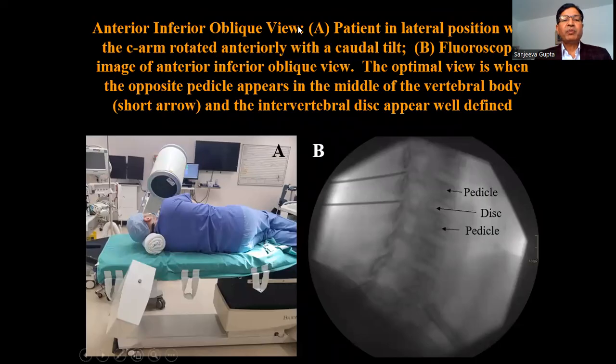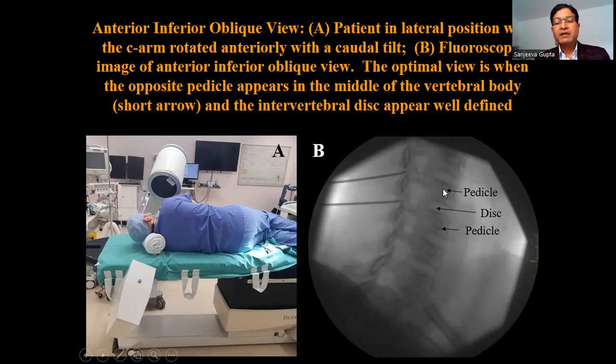This is anterior inferior oblique view. A patient in lateral position with the C-arm rotated anteriorly and with a caudal tilt. You can see that it's rotated anteriorly with a caudal tilt. This is a fluoroscopic image of the anterior inferior oblique view. The optimal view is when the opposite side pedicle appears in the middle of the vertebral body.